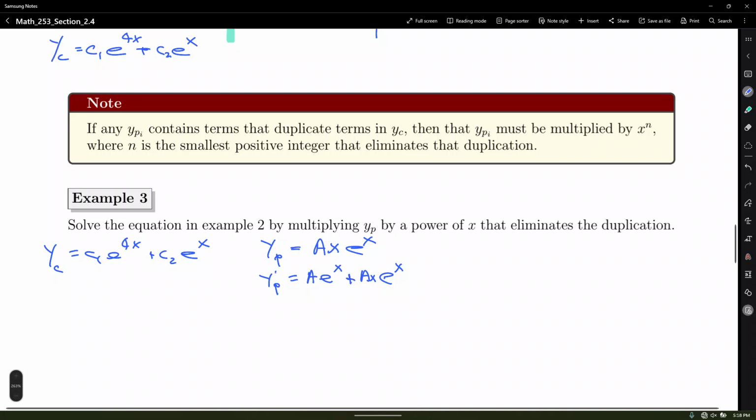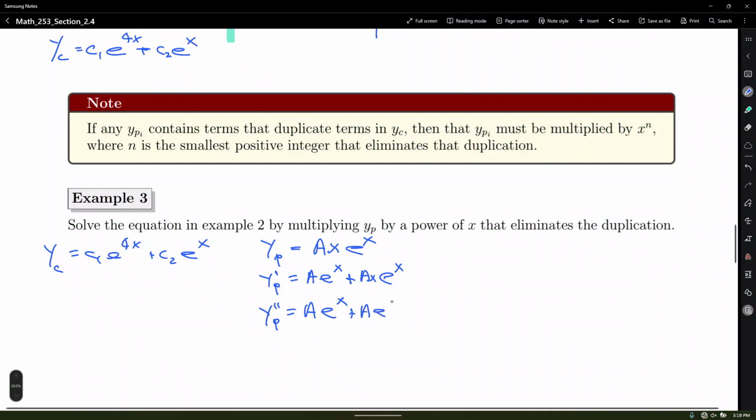Then this is y prime, and this is y double prime. The derivative of a e to the x is itself, a e to the x, and the derivative of ax e to the x is all this madness here.